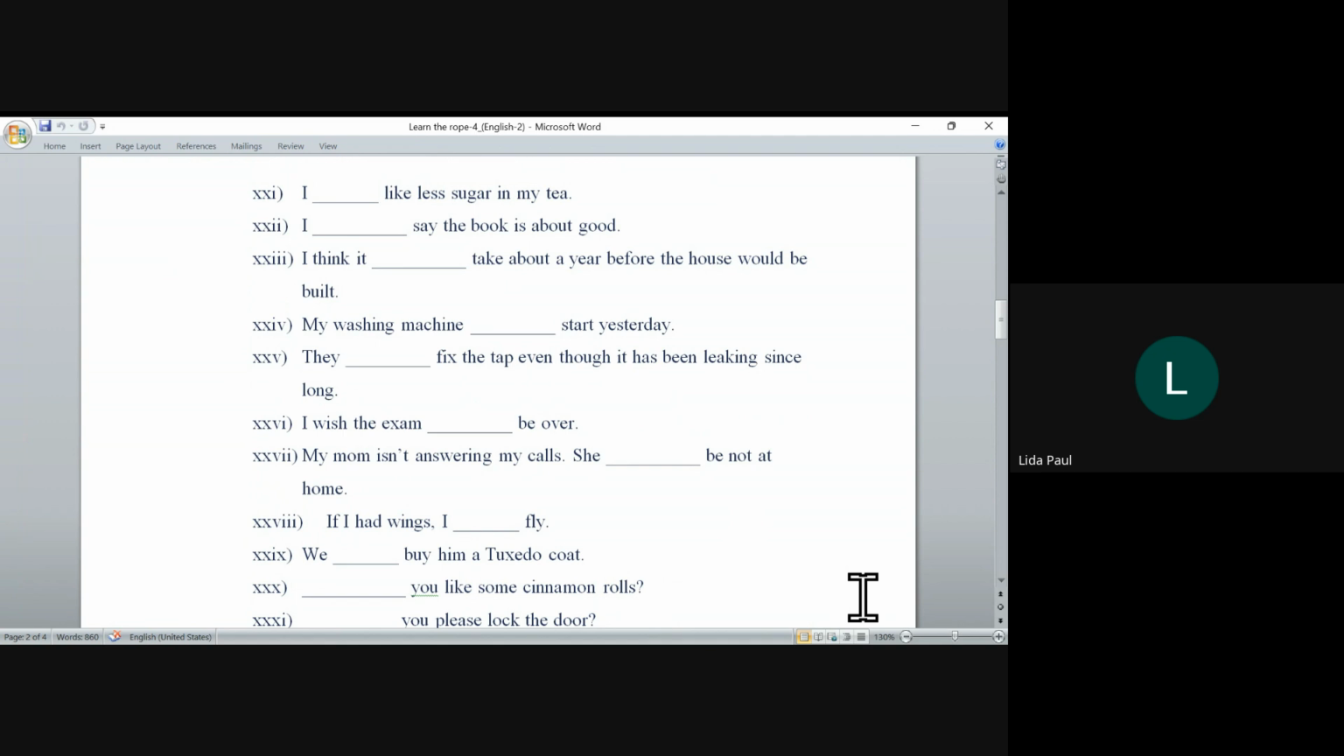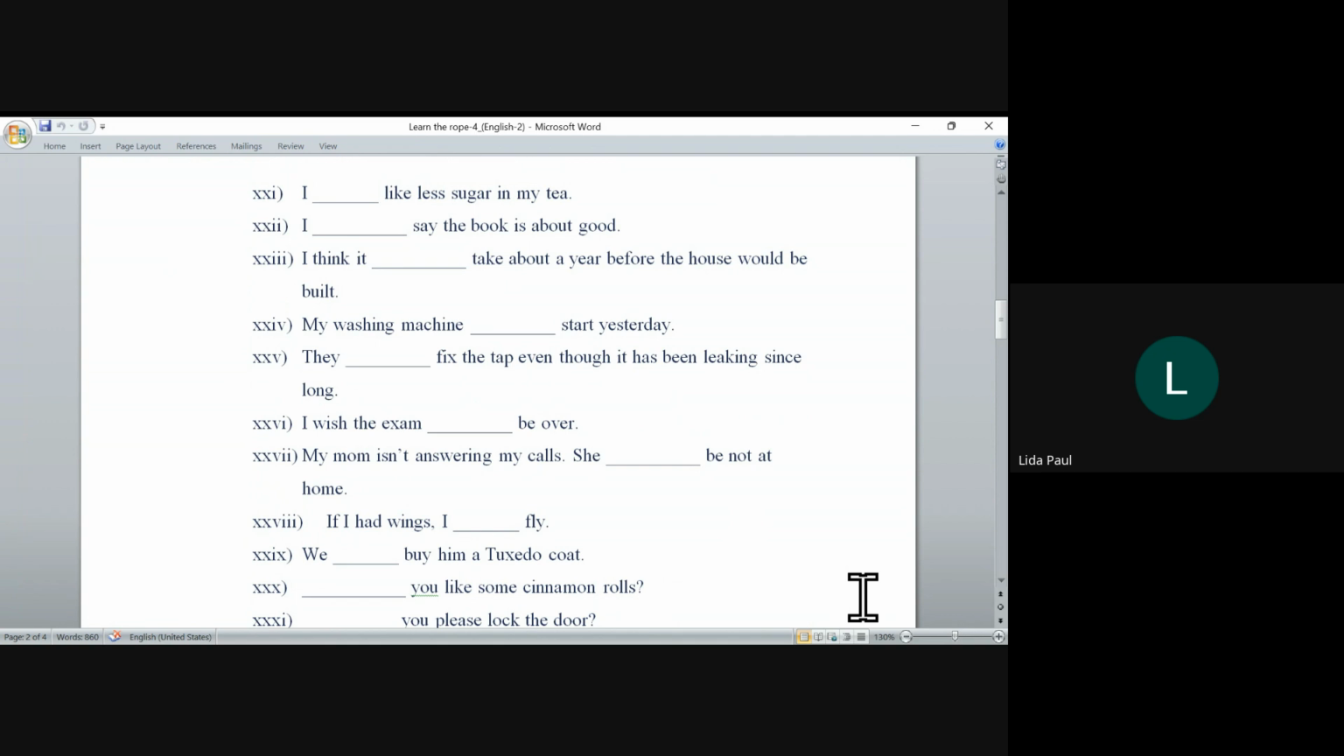24th: my washing machine wouldn't start yesterday. The context here is of refusal. Something refuses, or something is in a state of refusal. Won't start, or more importantly, wouldn't. My washing machine wouldn't start yesterday. State of denial or refusal, right?